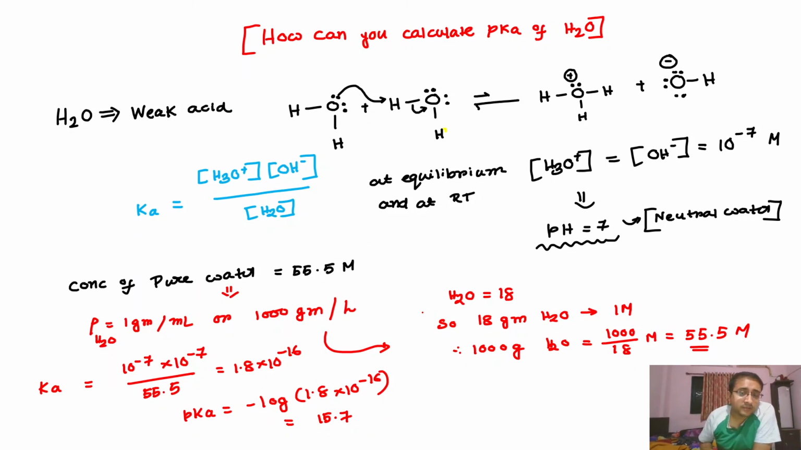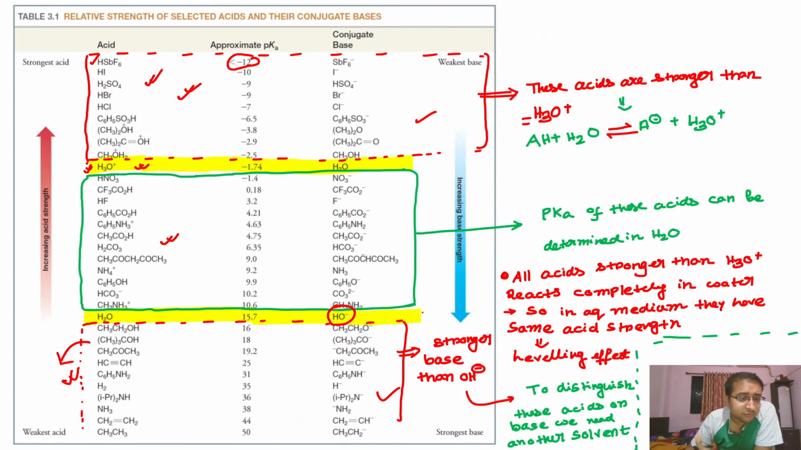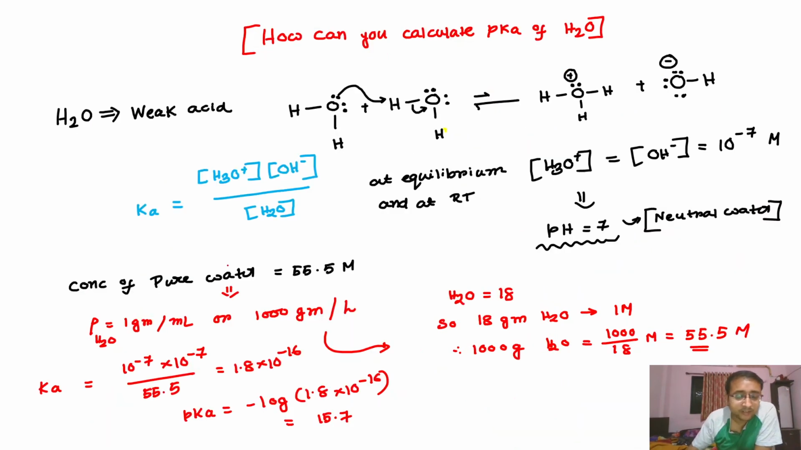Now the question is, how can you calculate the pKa of water? I have already told you that water is also a type of acid. Although it is a very mild acid, it still has some acidity. But how can you determine the pKa value of water? This is the water molecule. The pKa value of water is reported as 15.7, but how can you determine it? So here is the way.